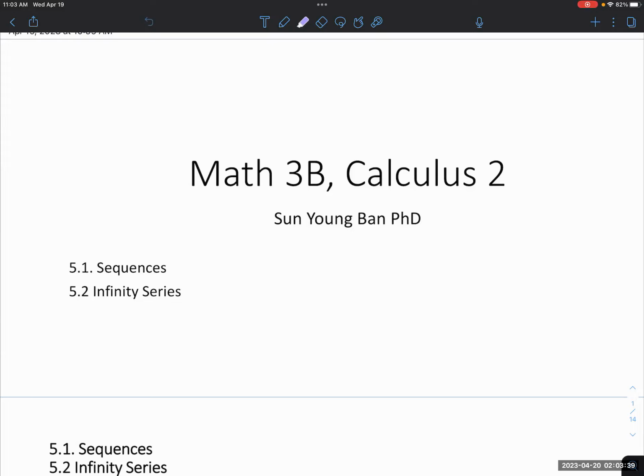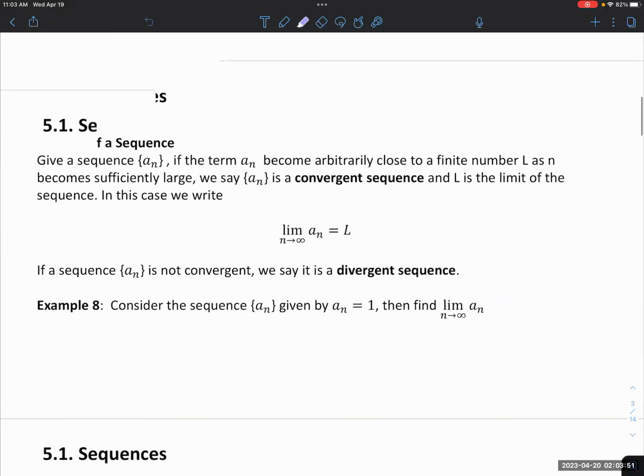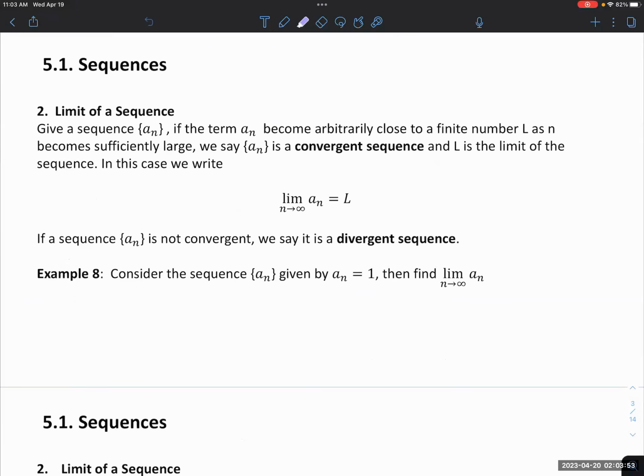So we pretty much understood what a sequence means, and then you need to find the generalized form of each sequence. So today, in 5.1, we are going to check whether a given sequence is divergent or convergent, okay? So if you remember, we're going to talk about the sequence.